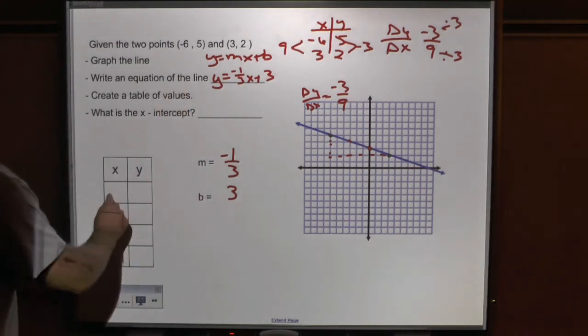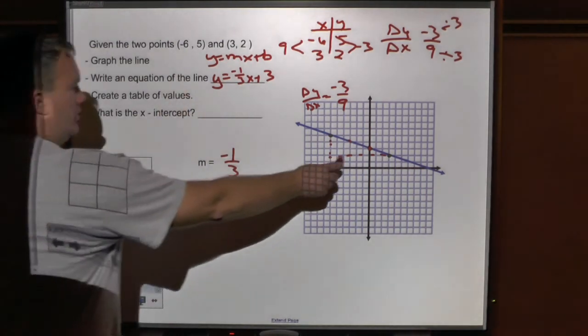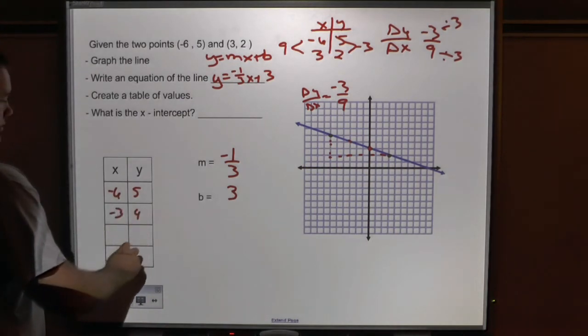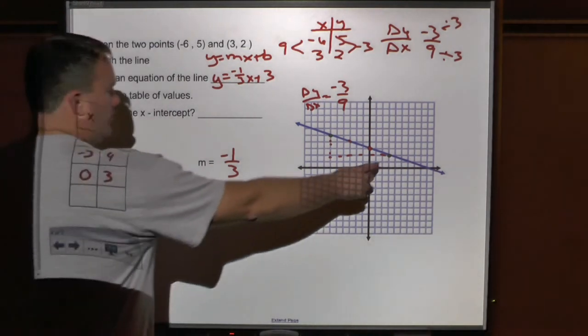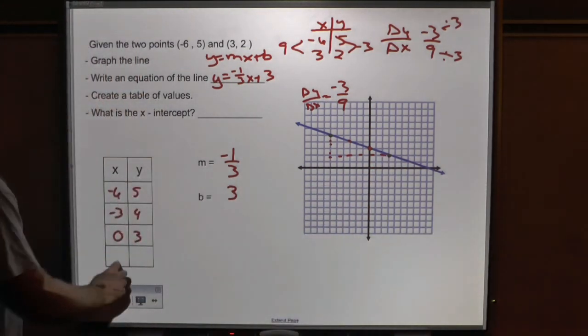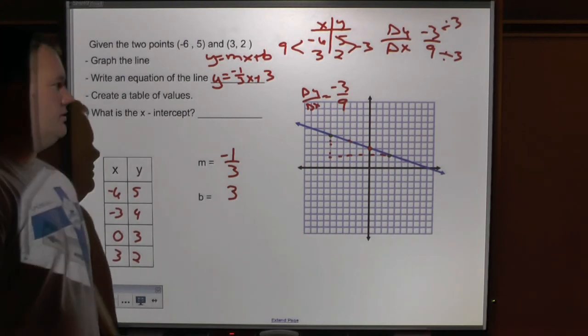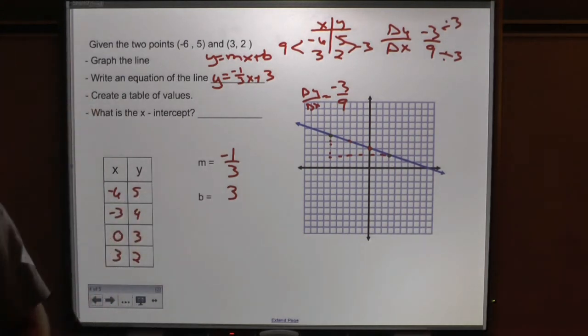All right, so at this point, we're going to create a table of values. Start with your first one, -6, 5. We have another one here at -3, 4. You got your y-intercept at 0, 3. You've got another one here at 3, 2. You got some more you can write on there. But the big thing is, it asks you next for the x-intercept.